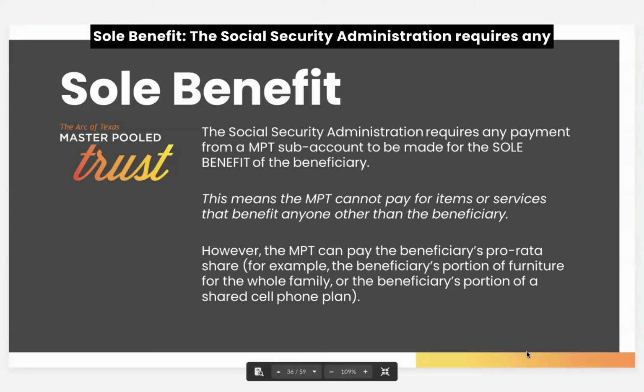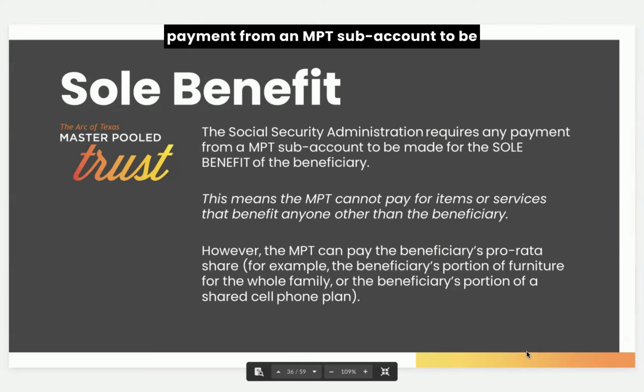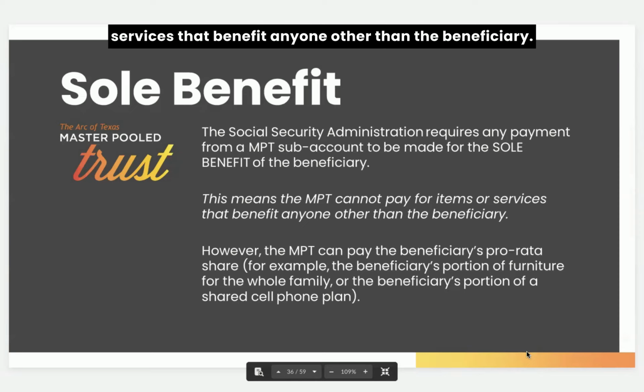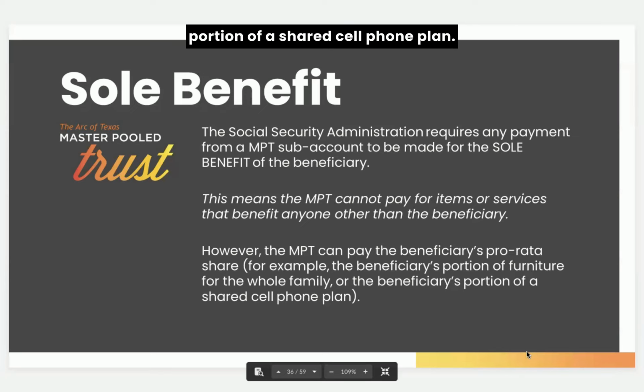Sole benefit. The Social Security Administration requires any payment from an MPT sub-account to be made for the sole benefit of the beneficiary. This means the MPT cannot pay for items or services that benefit anyone other than the beneficiary. However, the MPT can pay the beneficiary's pro rata share. For example, the beneficiary's portion of furniture for the whole family, or the beneficiary's portion of a shared cell phone plan.